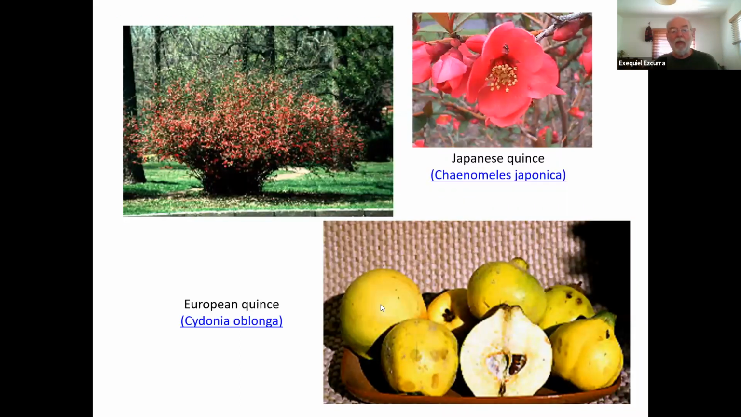The plants in this family, apart from the obvious examples of the apple and the pear, include some important ornamental plants, the Japanese quince, Chaenomeles japonica, and the European quince, or simply the quince, Cydonia oblonga. Quinces are somewhat tart, somewhat acidic to eat. They're not too nice to eat raw, like an apple or a pear. But having said that, they have an incredible aroma. They're very, very perfumed, and they make great marmalades and jams.